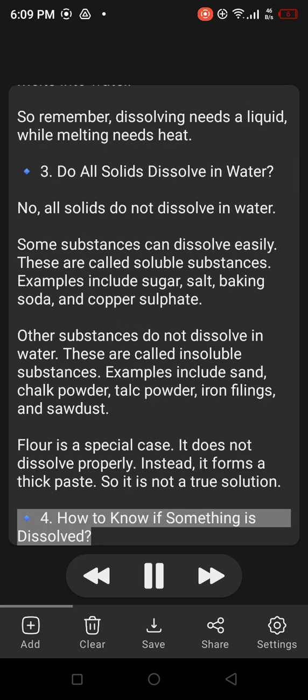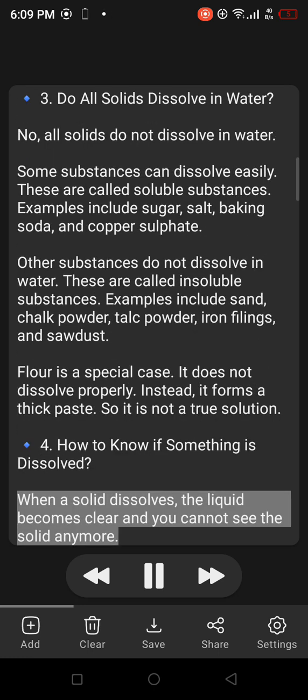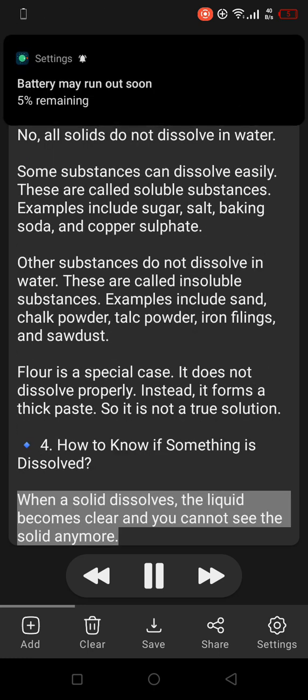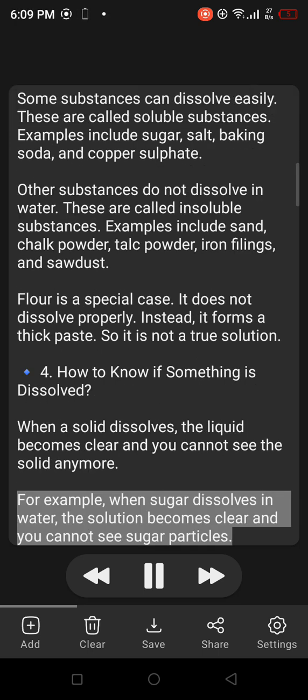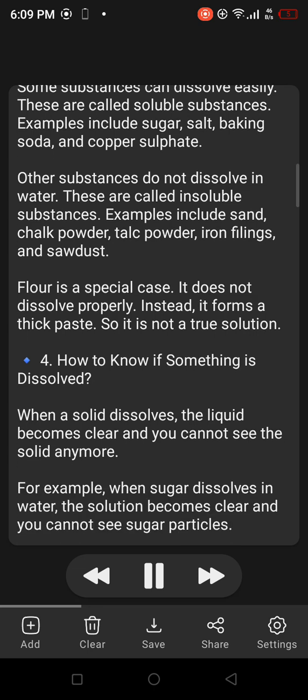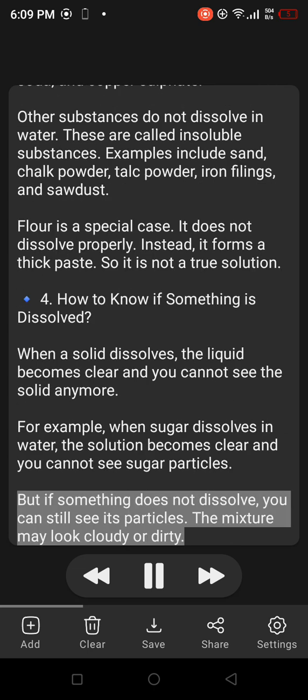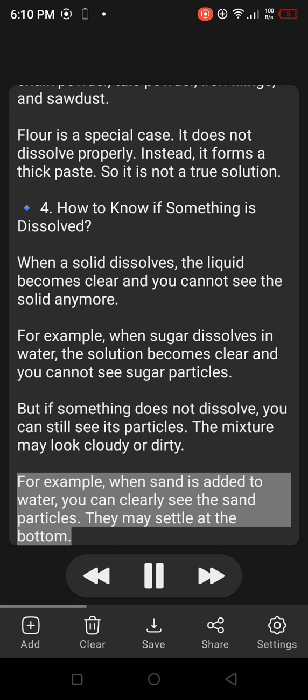4. How to know if something is dissolved? When a solid dissolves, the liquid becomes clear and you cannot see the solid anymore. For example, when sugar dissolves in water, the solution becomes clear and you cannot see sugar particles. But if something does not dissolve, you can still see its particles. The mixture may look cloudy or dirty. For example, when sand is added to water, you can clearly see the sand particles. They may settle at the bottom.